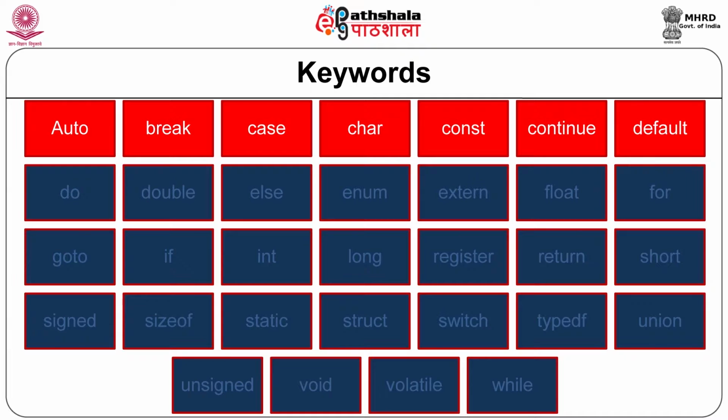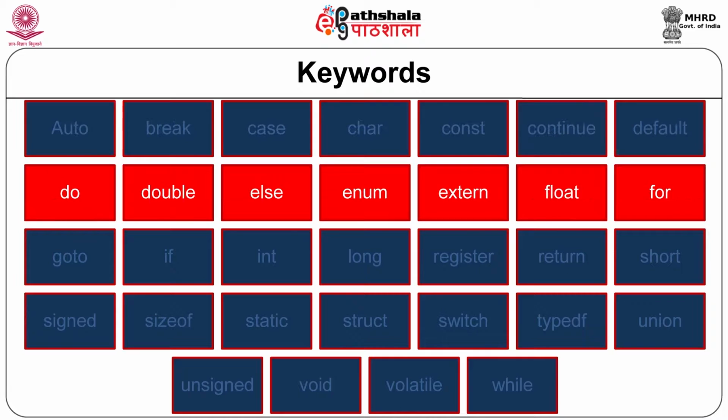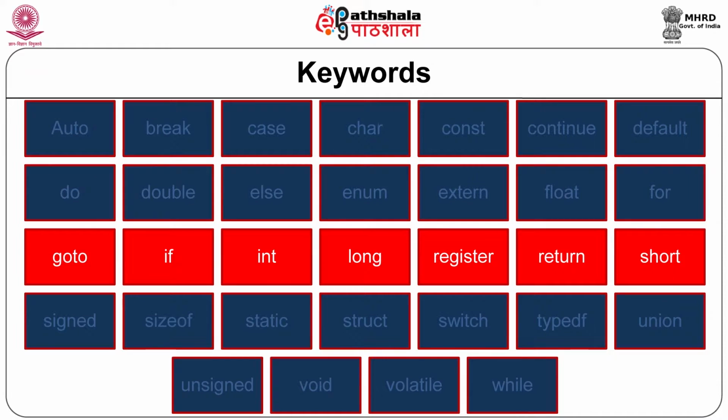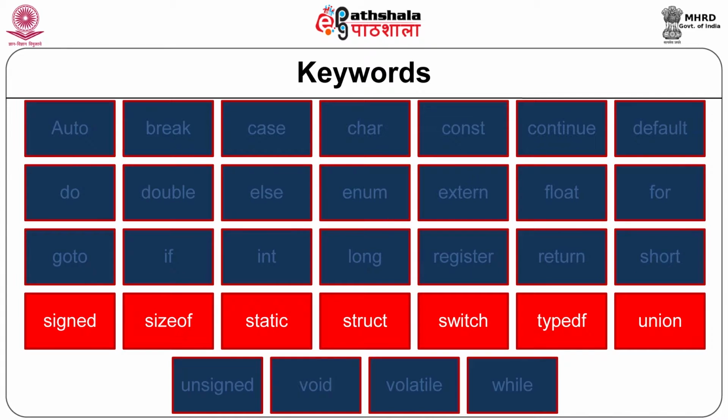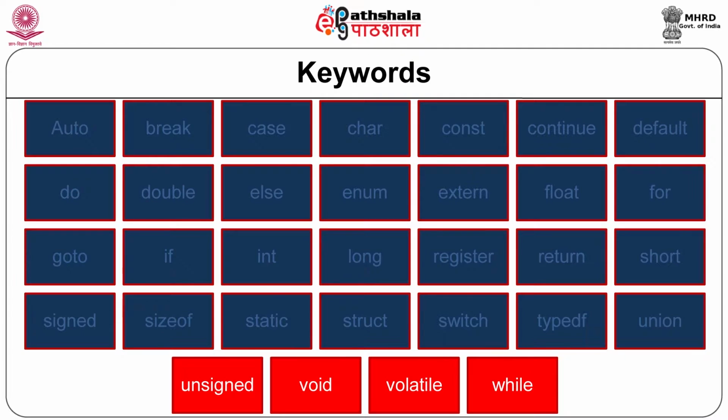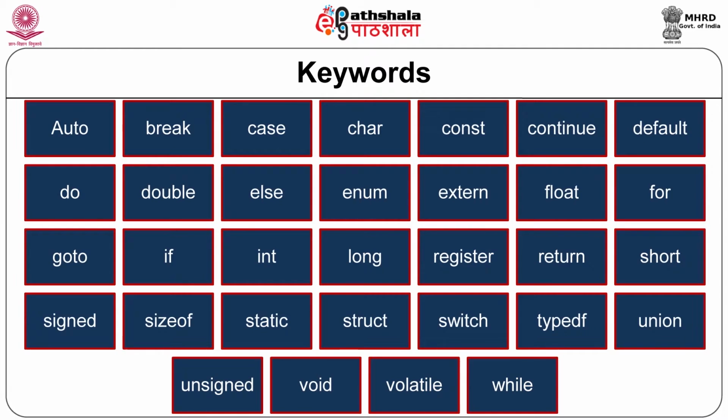These are the different keywords like auto, break, case, char, const, continue, default, do, double, else, enum, extern, float, for, goto, if, int, long, register, return, short, signed, sizeof, static. These are the various keywords used in the C language.